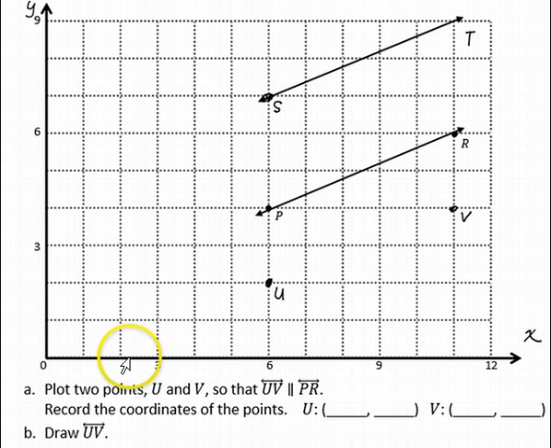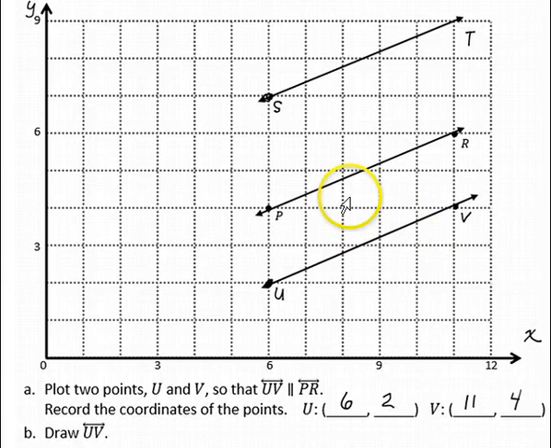So let's first record our ordered pair for point U. So if I start at the origin, I move over 6 and up 2. So its ordered pair is 6, 2. And then for point V, I would start at the origin, move over 11 and up 4. So its ordered pair is 11, 4. Now I will connect the points to draw line UV. And there I have line UV. It is parallel to PR because the lines remain the same distance apart at each point.